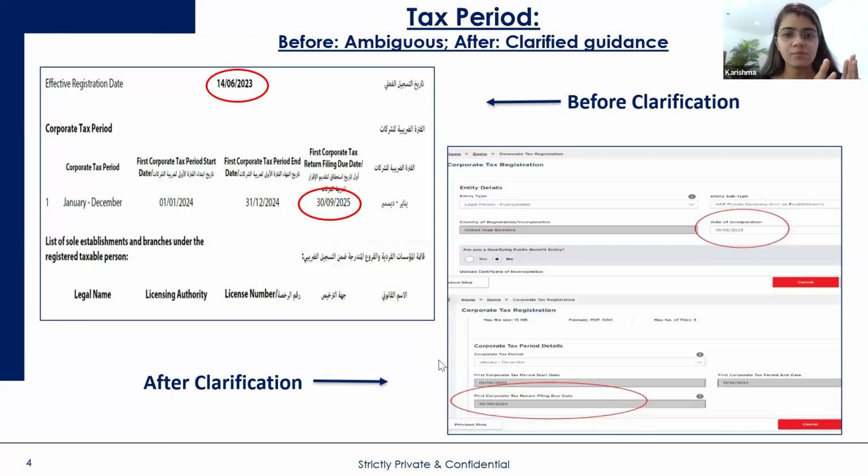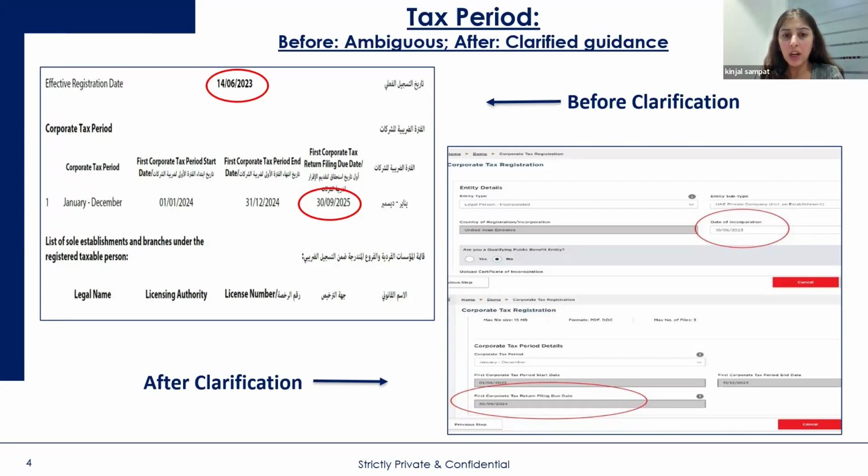So it's always advisable that whatever is your first corporate tax period, 6 to 18 months, you prepare the audited statements as well for the same period. So it becomes in line with your audited statements. And from next year onwards, you have your 12 months and you can compare accordingly. So I hope it clarifies.